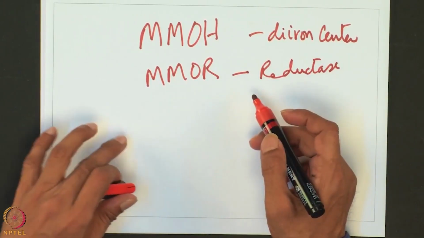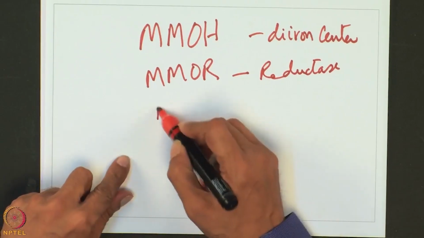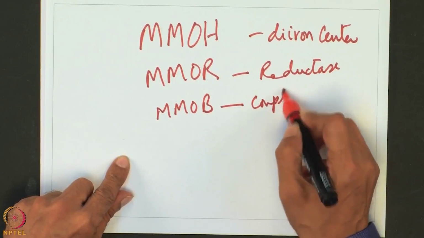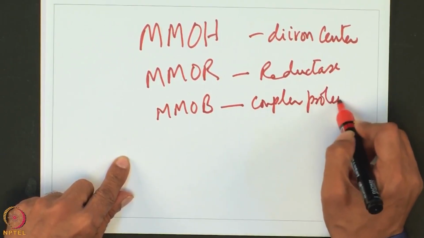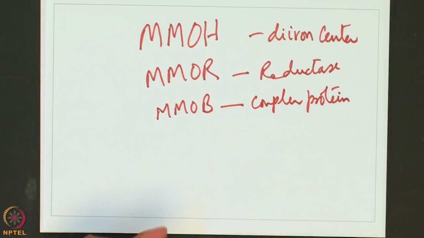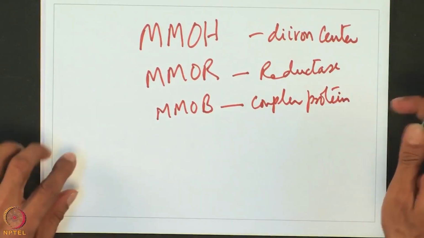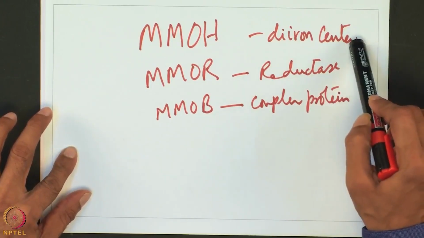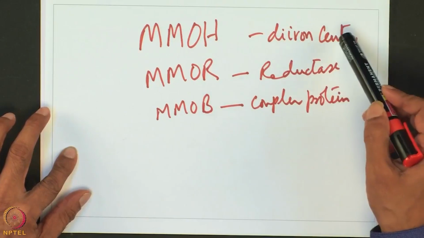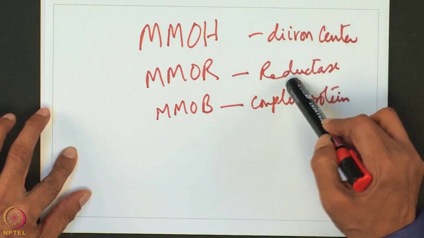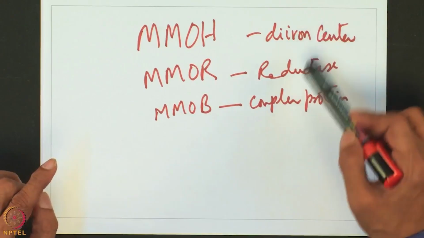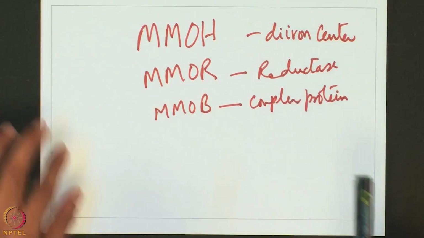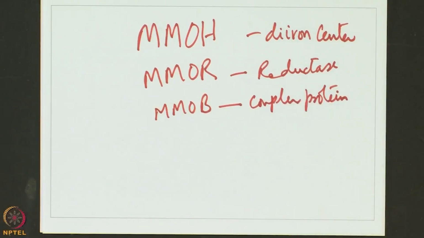And there is another protein which is called MMOB. This is called a coupler protein. So, what is a coupler protein? Whatever electrons got activated out of this MMOR should be transferred to the reaction center to do the reaction. So, that means this and that should join together, and that is what is joined by the coupler protein. Okay. You will understand more now when I explain using this one.